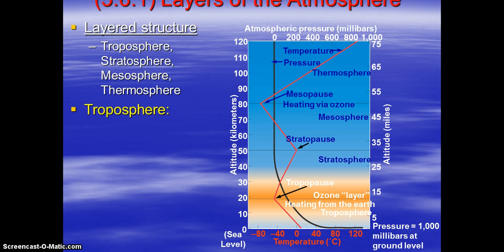We're going to mostly focus on the troposphere and the stratosphere. The troposphere is the layer next to the Earth's surface, and 75 to 80% of the mass of the Earth's air is included in that layer.